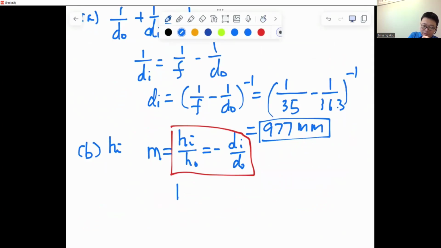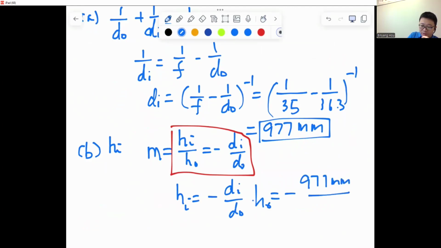So HI will be equal to minus DI over DO times HO, so minus 977 millimeters over DO, which is 36.3 millimeters. HO is actually given in centimeters, so that's fine, because the millimeter and millimeter cancel. So we can still keep that 2.54 centimeters, that's in centimeters.